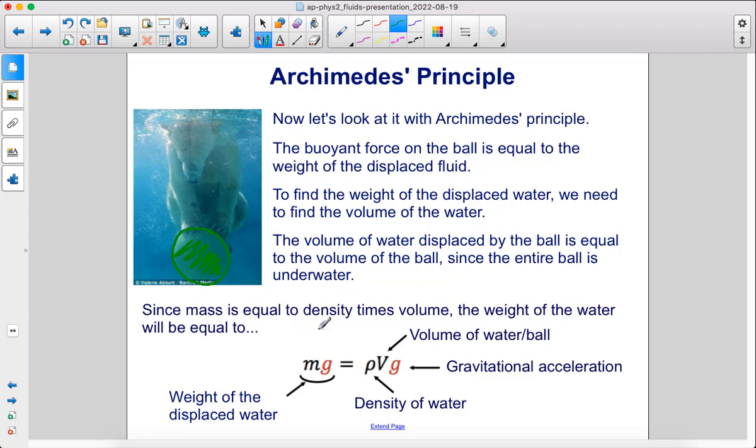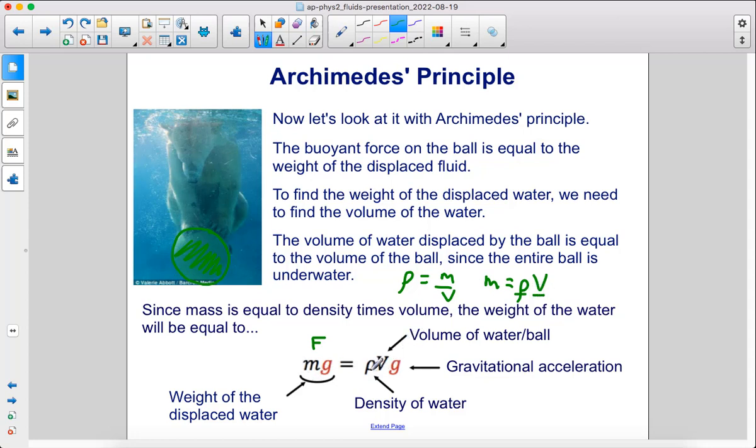Since mass is equal to density times volume, right? Density is mass over volume, therefore mass equals density times volume. The weight of the water will be equal to, so remember, the weight is the force of gravity, right? So we have m times g. This is going to be the weight of the displaced water, and that's going to be equal to the density of the water, the volume of the water.